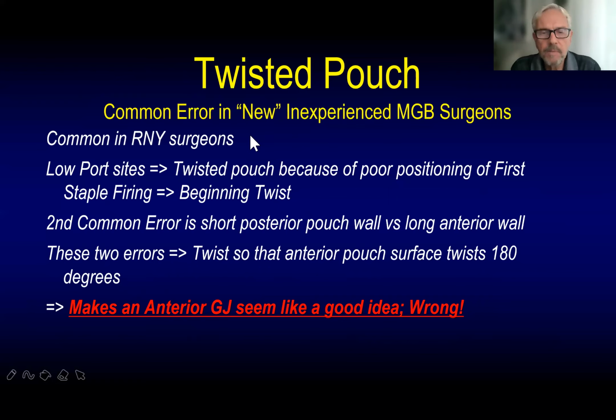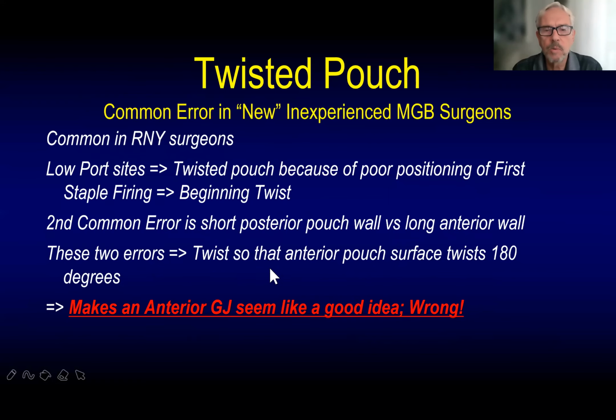On the other hand, if as you put the staple gun in, instead of stapling exactly perpendicular to the anterior posterior surface, you make it gradually narrowing the posterior wall, then you're going to get the attention of a spiral pouch. And as that pouch spirals, that twist makes things worse for the complications we're going to talk about.